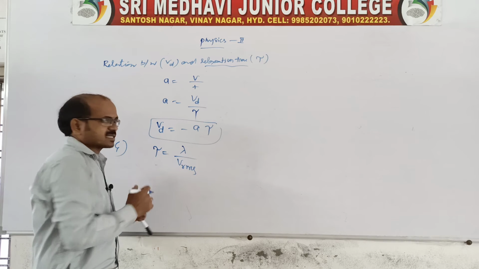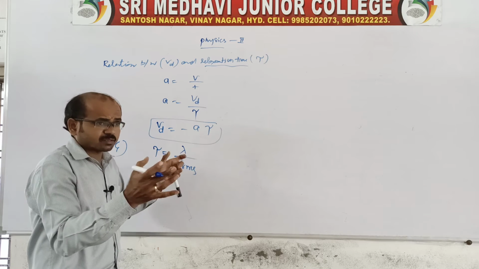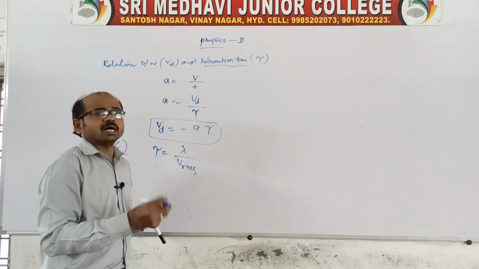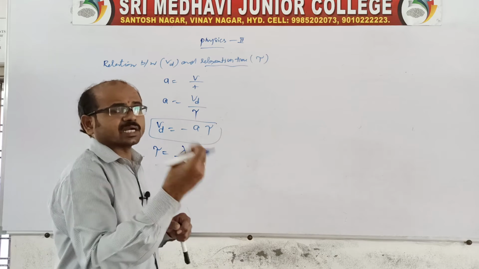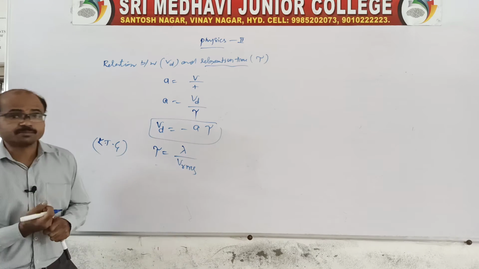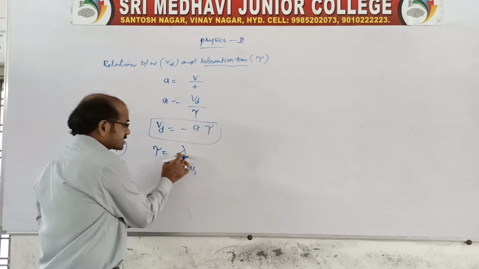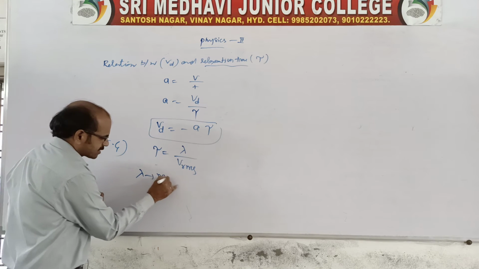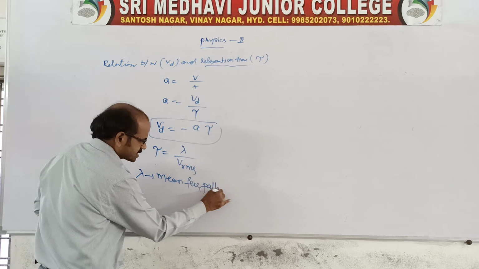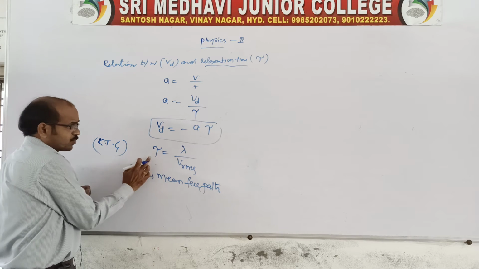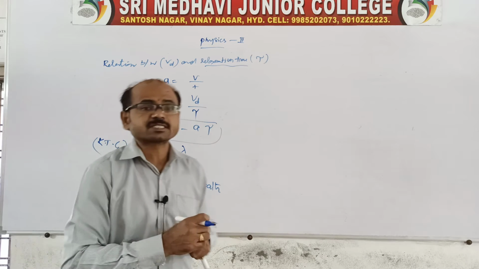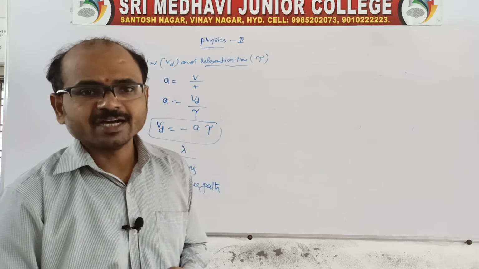Mean free path is lambda, because the electrons are moving from one end to another end, no? Right? The average distance traveled is what we call the mean free path. So lambda is the mean free path. So tau is nothing but lambda by VRMS, where VRMS is the root mean square speed of the electrons.